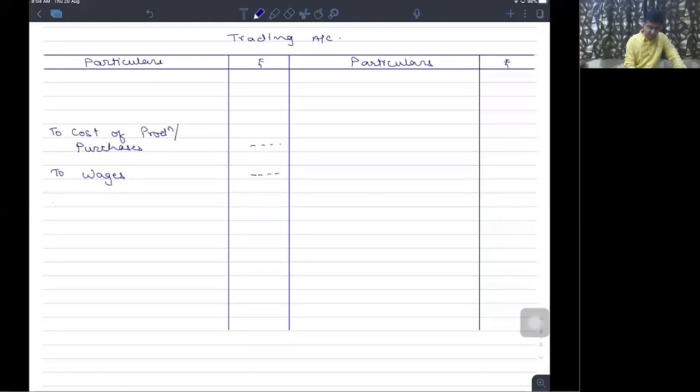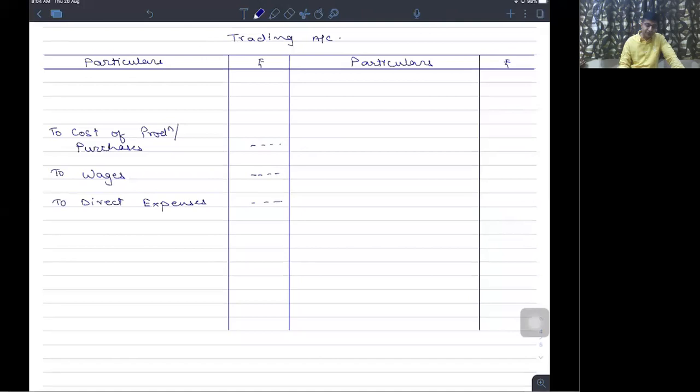Then to direct expenses. Again in case of the manufacturer, the expenses other than the manufacturing related activity, whatever are the expenses related to the core activity of the business, is what will come into the trading account on the debit side.